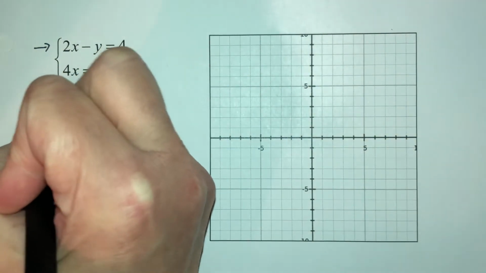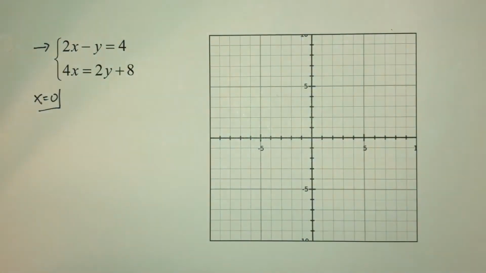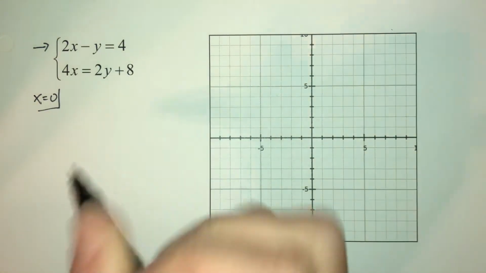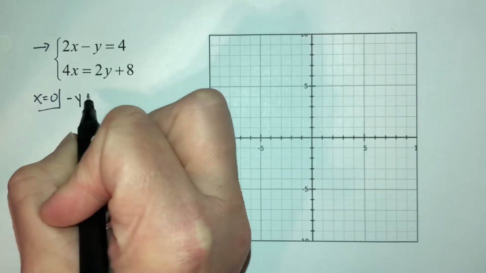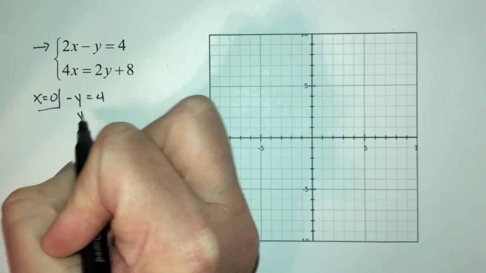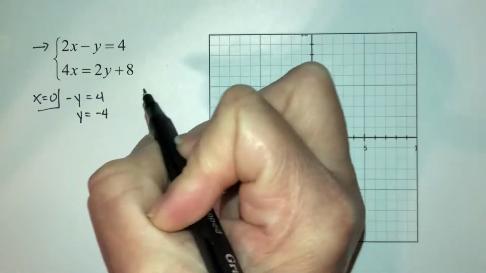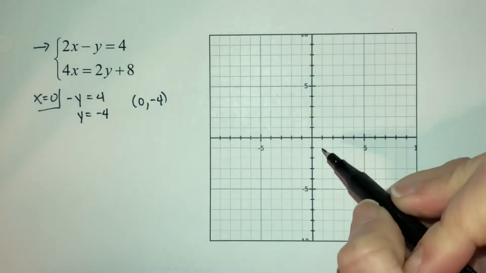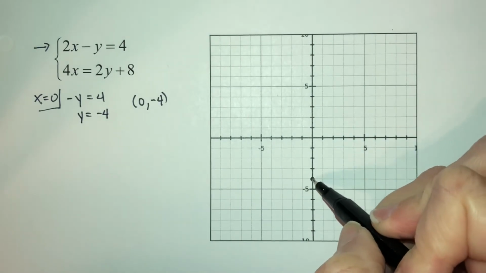If x equals 0, we have 2 times 0, which is 0, so we end up with negative y equal to 4, which of course is y equal to negative 4. So this would be the point 0, negative 4. Let's graph that. 0, negative 4.